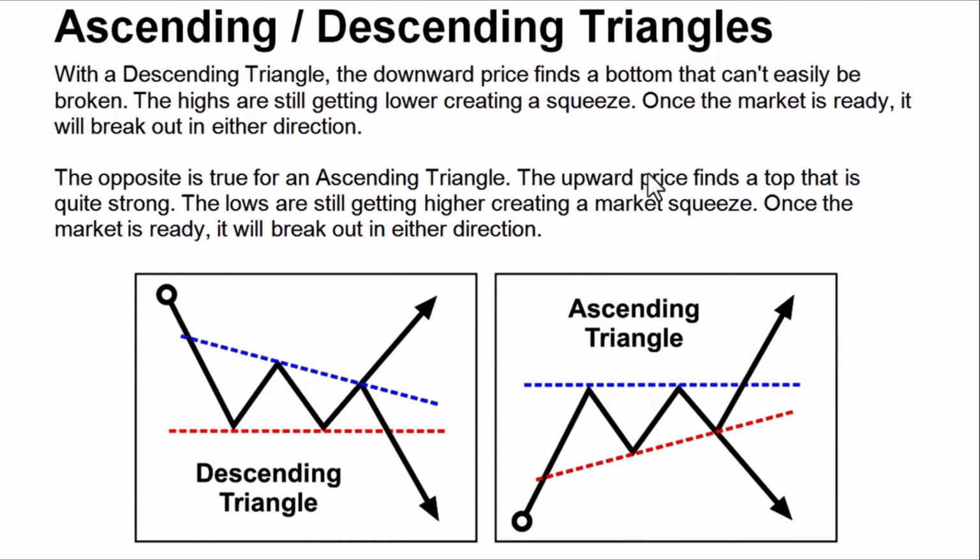Bearish. The same thing is applicable to the opposite, which is the ascending triangle. The market price finds a top or a resistance that is quite strong, and it finds it difficult to break that resistance zone. But the lows of the market keep forming what? A higher low. The low becomes higher, and the market begins to squeeze in that pattern where it's going to find a direction, either bullish or bearish. When the market is ready to move, it's going to move in either direction.